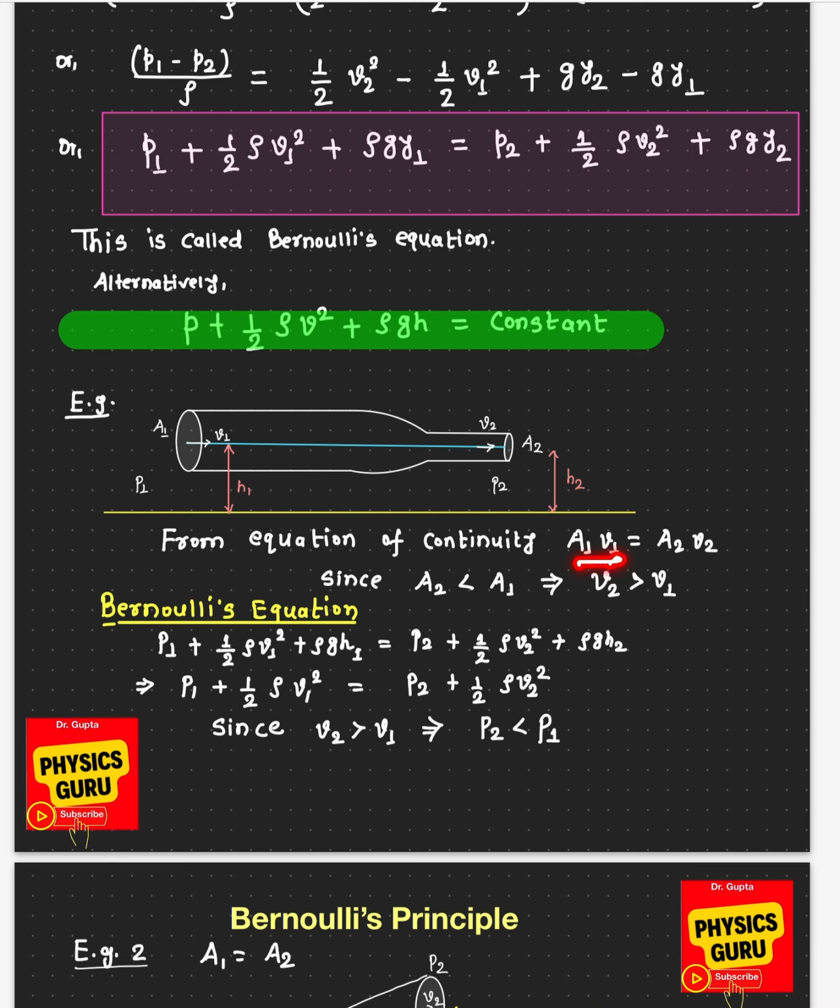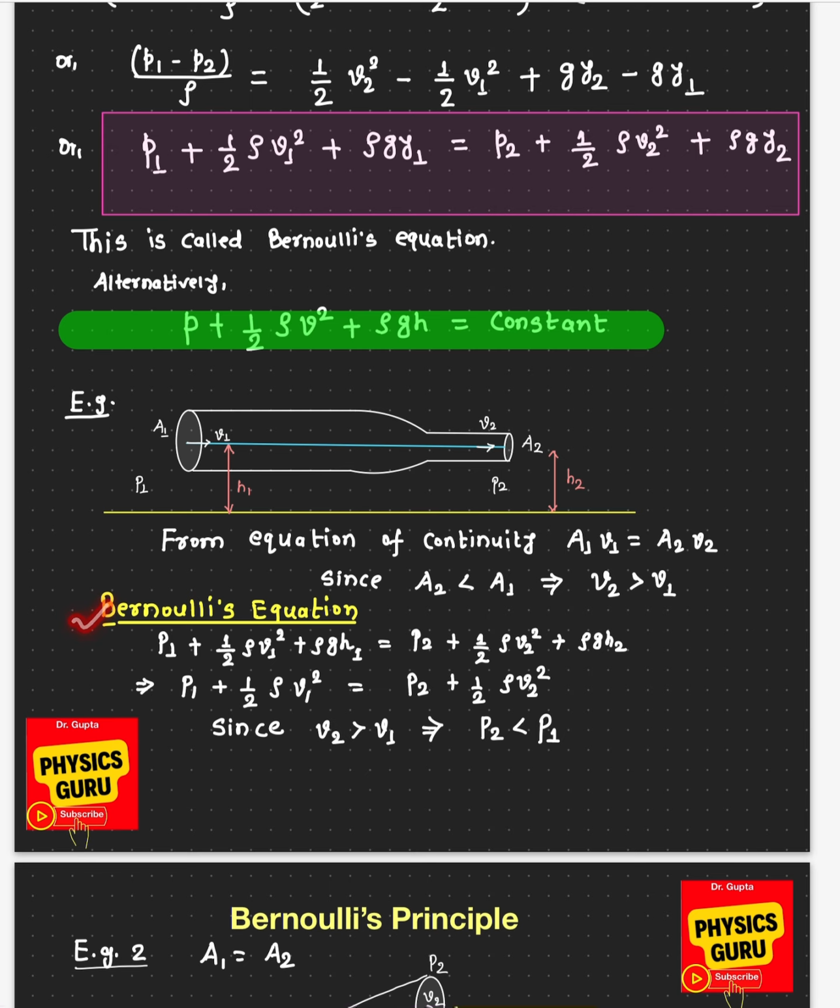A1 V1 is equal to A2 V2. And if you look at this one, A2 is smaller than A1, so V2 must be greater than V1. That means at this point, the fluid must move faster. As I said, the smaller the cross-sectional area is, the faster the fluid moves. And now, what happens to the pressure? Will the pressure go up or go down? We can get that answer from the Bernoulli equation.